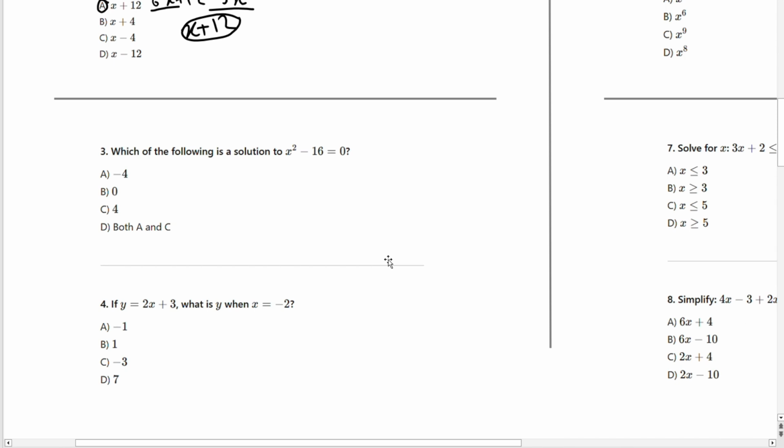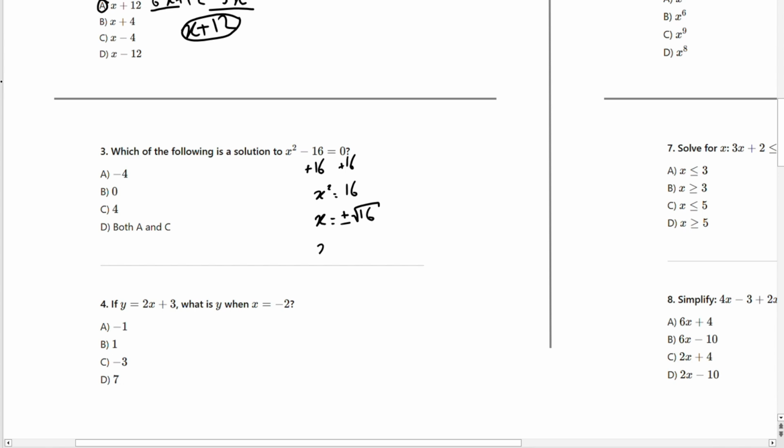Alright, moving on to number 3, we have which of the following is a solution to x squared minus 16 equals 0. This was similar to the one I did in number 1. So all we're going to do is just add 16 on both sides. We're going to get the x variables alone. We're going to get x squared equals 16, which means if we just take the square root on both sides, we get x equals the positive or negative square root of 16.